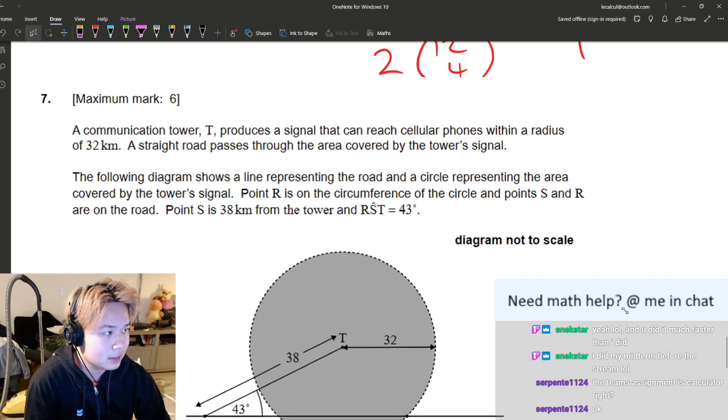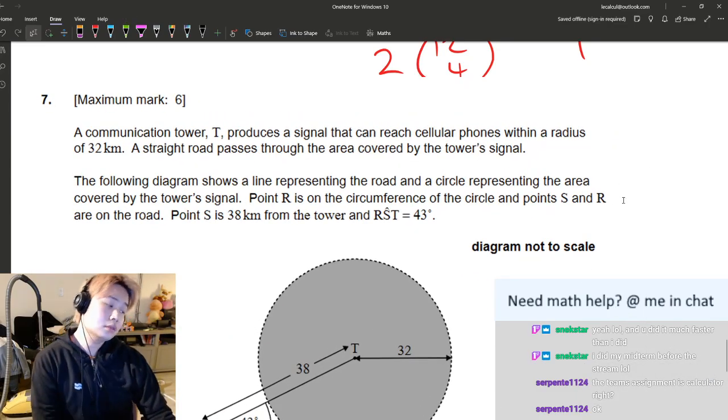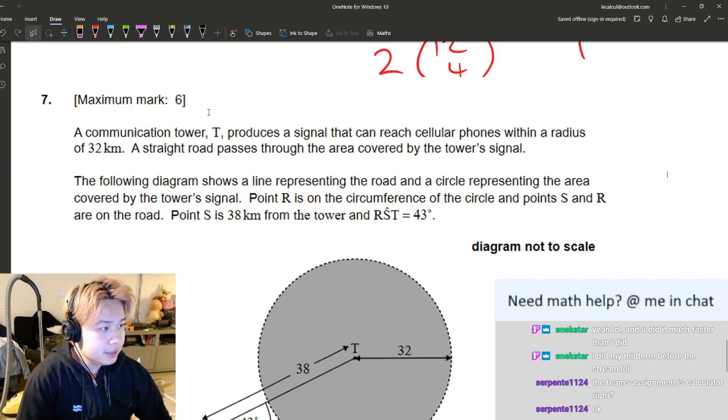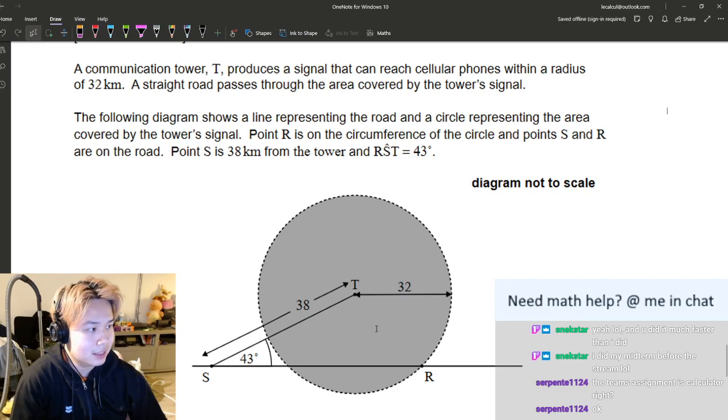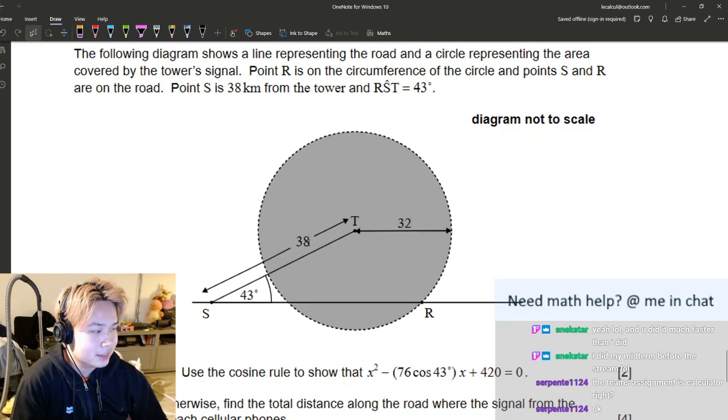Okay, this does not look fun. So a communication tower T produces a signal that can reach cellular phones within a radius of 32 kilometers. So there's a tower here, and this is its signal range. The following diagram shows a line representing the road and a circle representing the area of the signal. Point R is on the circumference of the circle, and points S and R are on the road. The point S is 38 kilometers from the tower, and then RST is 43. So then all of this is here.